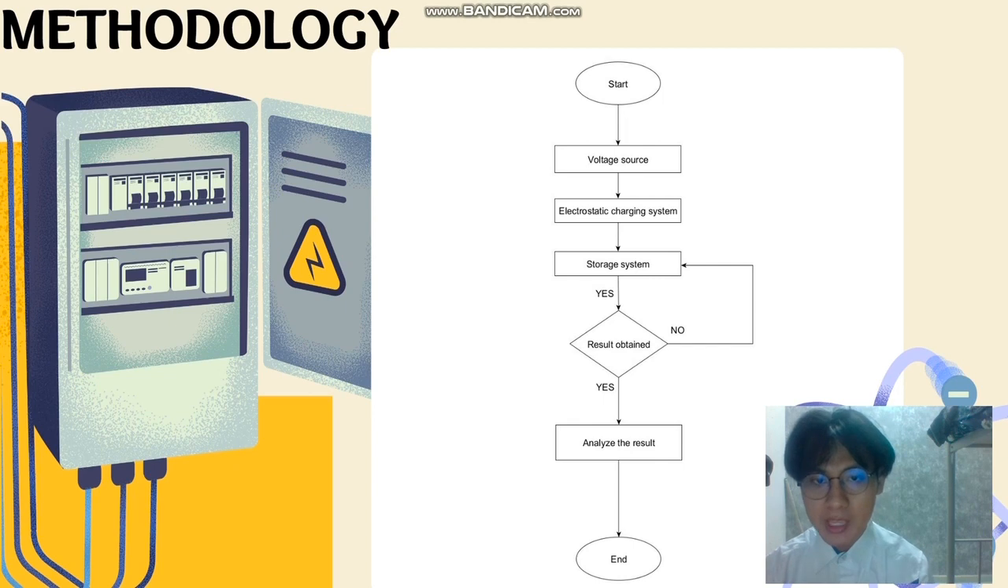So for the storage system, we are using a drinking can. Certain materials become charged when in contact with other materials. So next, the storage system is when a dielectric material, which is a can, is charged with static electricity. It can store a significant amount of charge. So the storage system is a storage for charge.